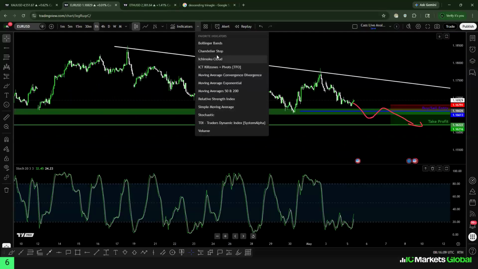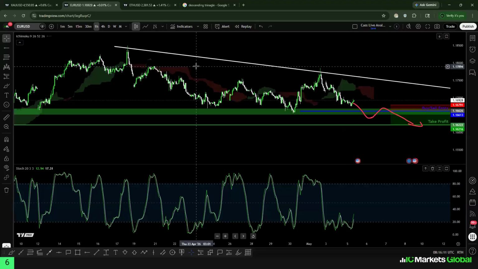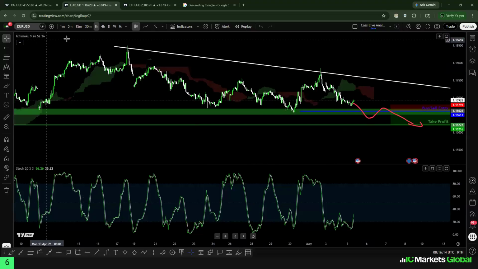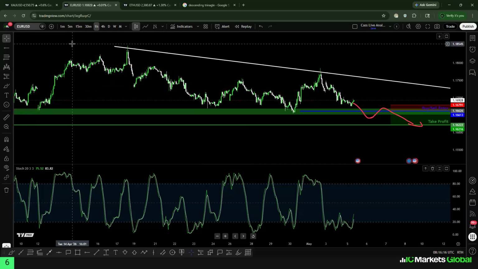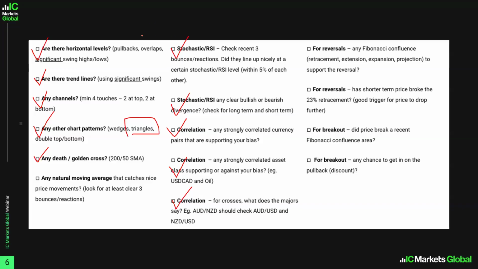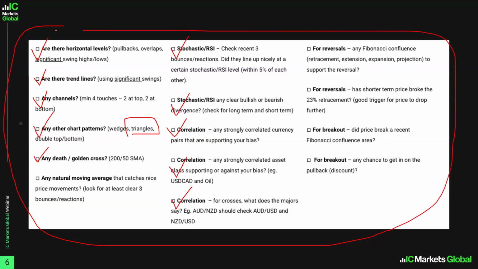Let me see what stochastic is saying. I'm going to pull out Ichimoku too. Yeah, Ichimoku doesn't work either on a sideways market. Okay, this entire cheat sheet does not work well on a sideways market.